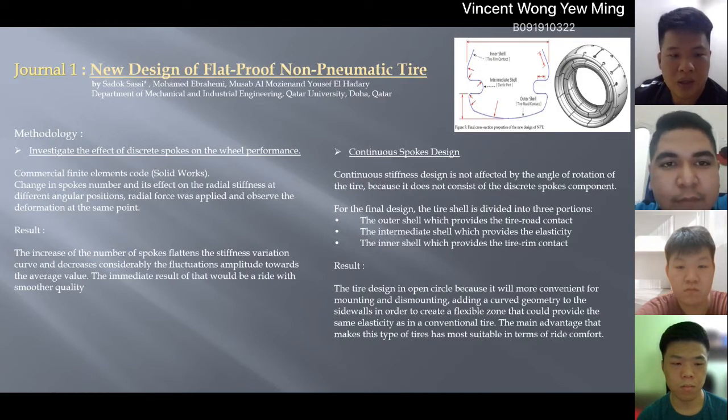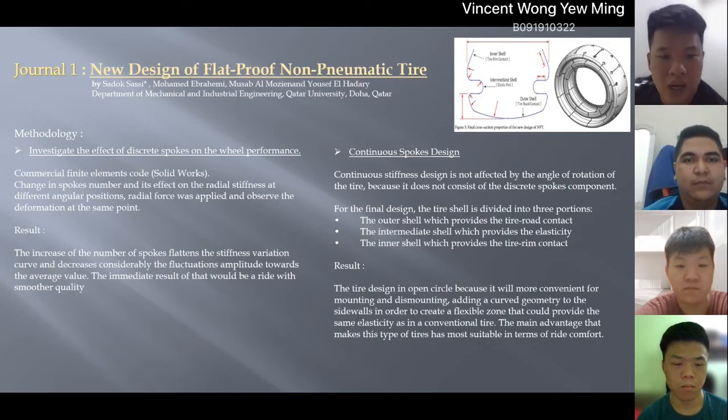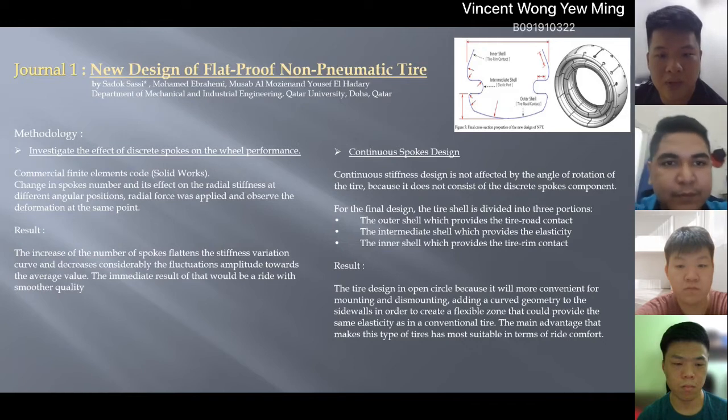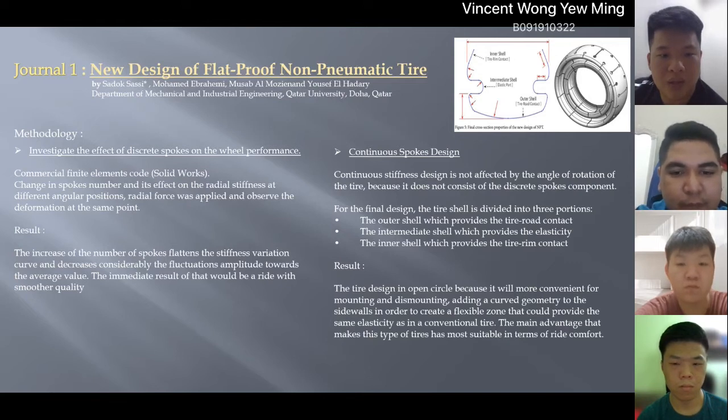For the result, the increase in the number of spokes flattened the stiffness variations curve and considerably decreased the fluctuation amplitude towards the average value. The immediate result of that would be a ride with smoother quality.